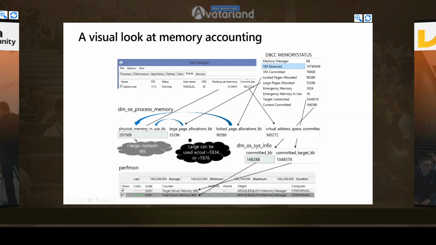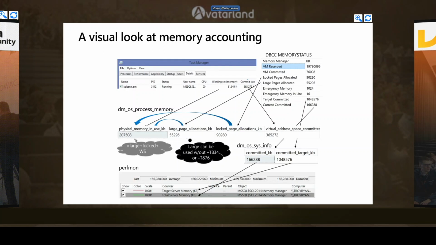Notice here that the physical memory here is about what, 207 meg. But the total memory for SQL is only 166 megabytes. Where's the difference? It's the working set at this point, which is all the thread stacks. In other words, SQL Server's memory consumption on how it accounts for memory is not the full amount of memory, but as SQL Server's memory increases, it will become the majority of the memory being used.